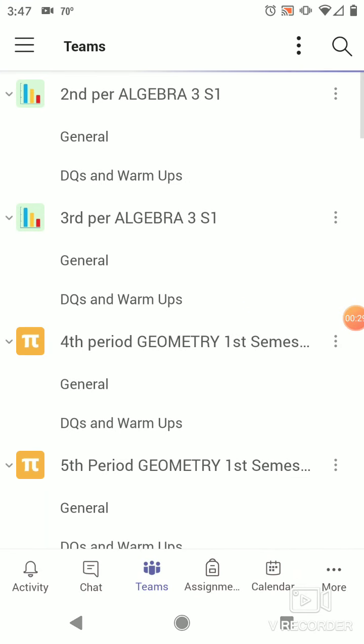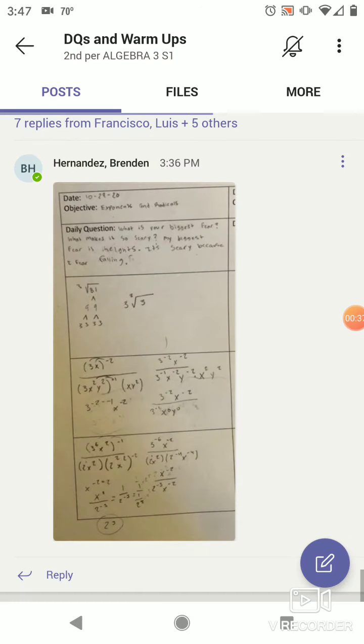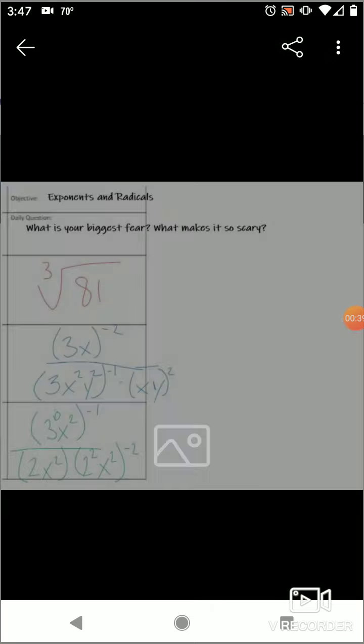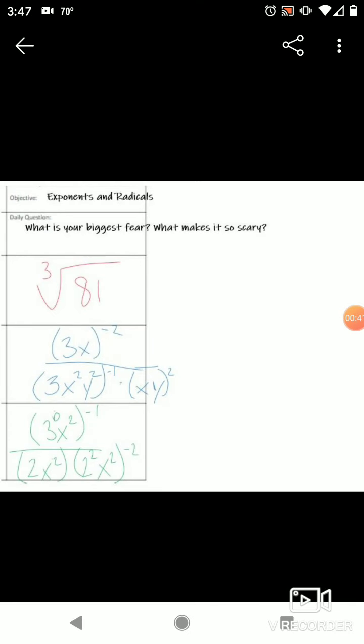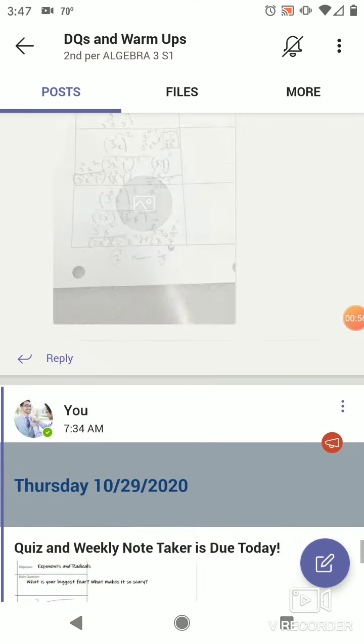If we go ahead and look at this, you're going to use Microsoft Teams like I have. This is what it should look like. Obviously, there's not going to be a bunch of math classes, but where it says DQs and warm-ups, that is what they're going to pick, and that's where they're going to be posting for those days. They have a little weekly note taker that they can record all these days on. The DQ, the daily question, like today was, what's your biggest fear and what makes it so scary? And 3 math problems, that's what the sheet of paper has. And they are supposed to post it online like my other students on those days off, and that's how I take my attendance.